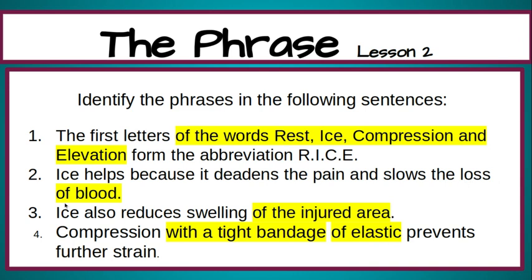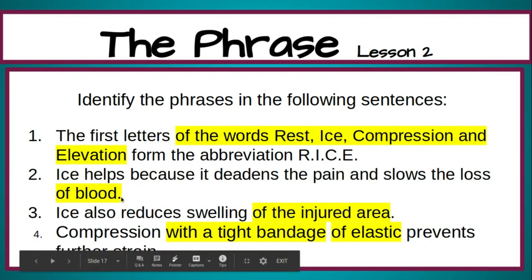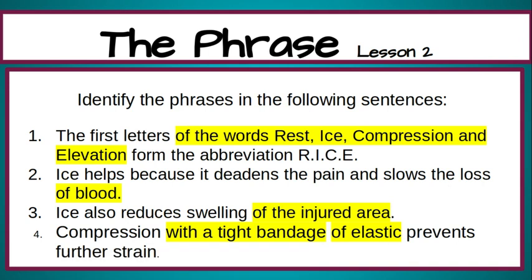So, it starts with a preposition, of, and it ends because the sentence ends. Number 3, ice also reduces swelling of the injured area. Of the injured area is our phrase. It starts with a preposition, of, and ends because the sentence ends. Number 4, compression with a tight bandage of elastic prevents further strain.